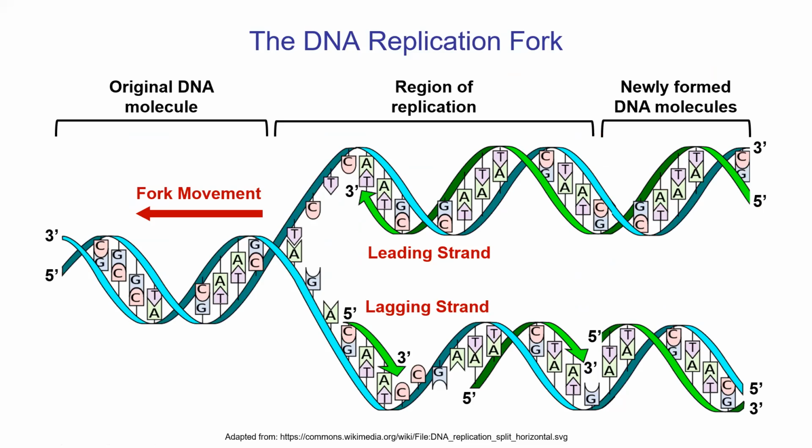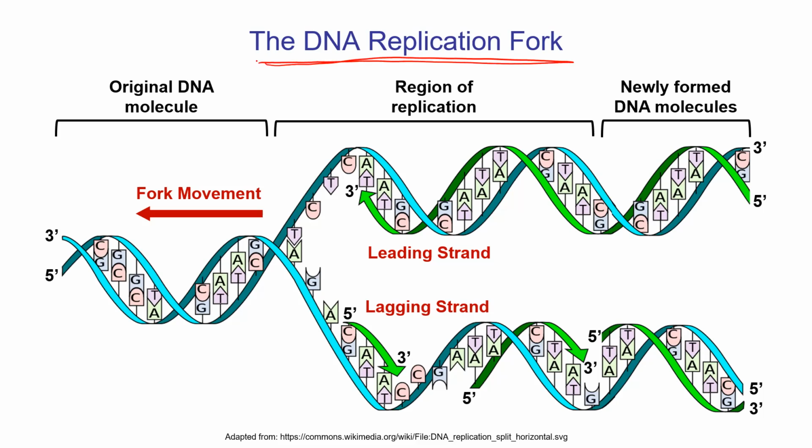Okay, so let's talk about DNA replication. This is the first thing that happens: the two strands separate. And so this actually is the name. We call this the replication fork. So you can see there's the name there.